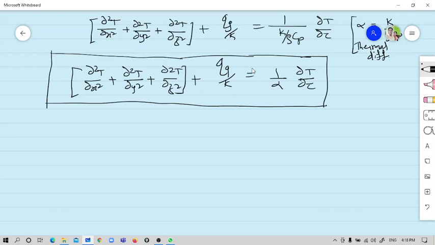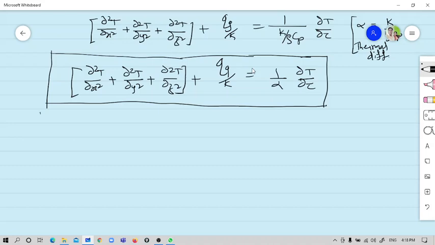Now, we can further reduce this equation actually. How can it be reduced? We have to make some assumptions. Let us suppose that heat transfer is steady state. Steady state means what? Temperature does not change with time. If temperature does not change with time, then in that case this term ∂T by ∂τ becomes zero. So we'll be left only with these terms.